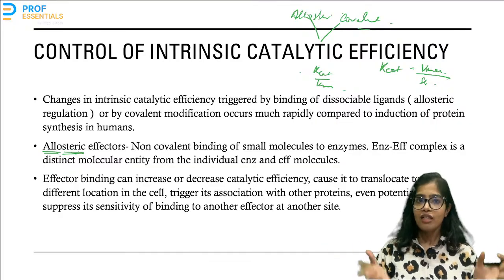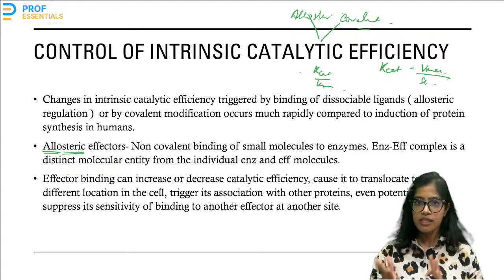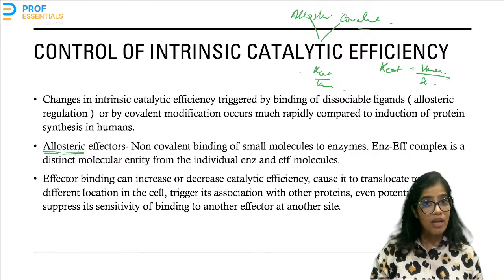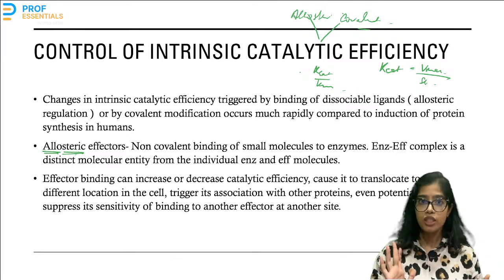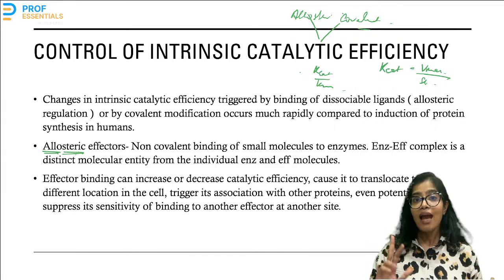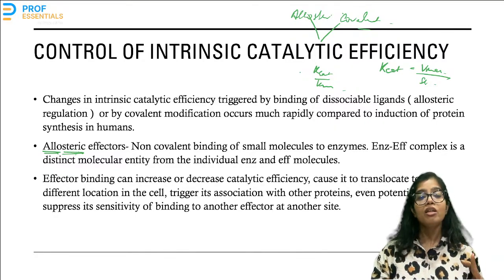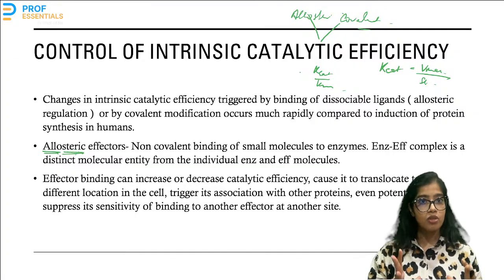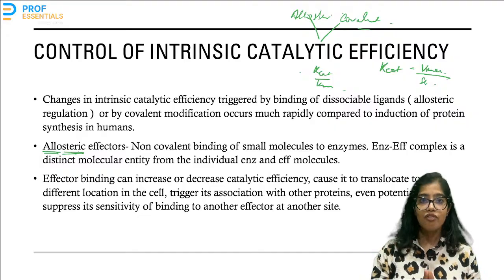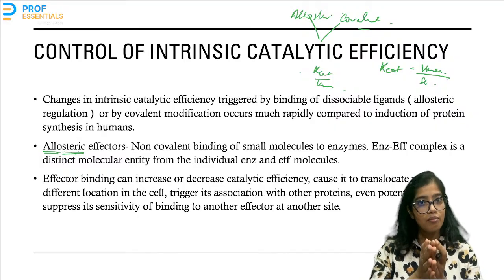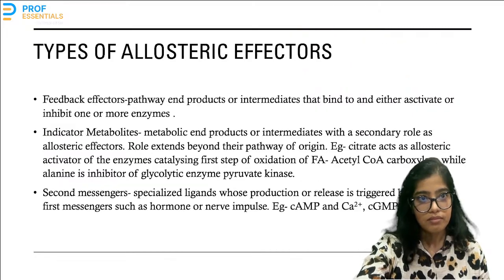Effector binding can either increase or decrease the catalytic efficiency. Effector binding can cause the enzyme effector complex to translocate to a different location in the cell. Effector binding can trigger the enzyme to associate with other proteins. It can also trigger the enzyme to bind with other effectors at another site. So these are the ways in which the allosteric effectors affect the enzyme.